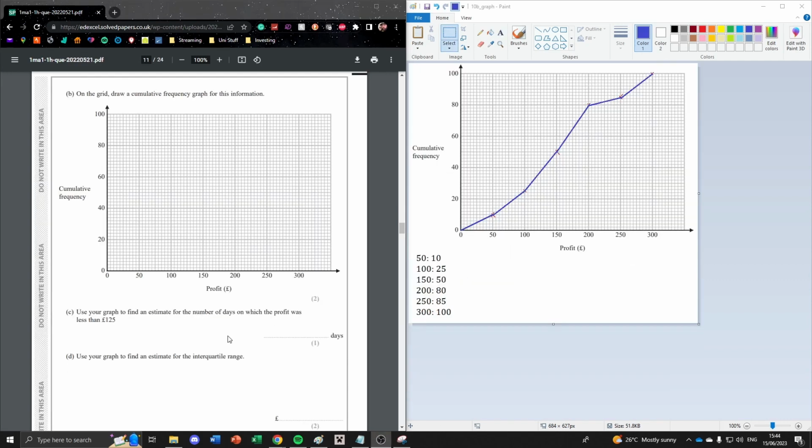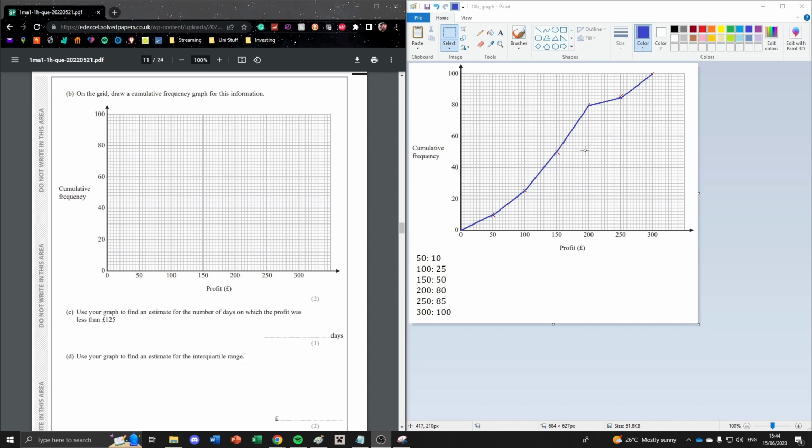So part B of question 10 asks us to use the cumulative frequency table we've just used to draw a cumulative frequency graph. So this is just another way of presenting the same data, and using this table we're just going to plot the points that we've got. So for a profit of £50 or under, we've got 10 days. For £100 or under, we've got 25 days, and so on and so forth of the graph. So we're just going to plot those points and then connect each pair of points with a straight line.